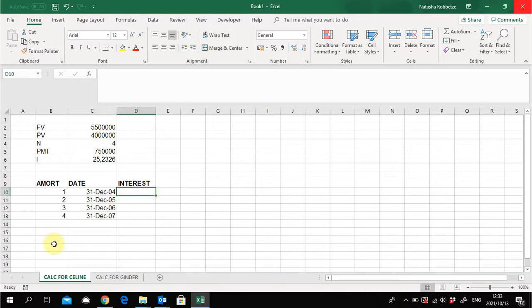So I've already just typed a summary of the interest and the dates and the amort. So amort 1 will be ending 31st December 2004, because you will see the issuance is 2 January, but in accounting we don't account for 1 day, so that will still be a full year. Then the second amort will be December 2005, third will be 2006, and fourth will be December 2007.